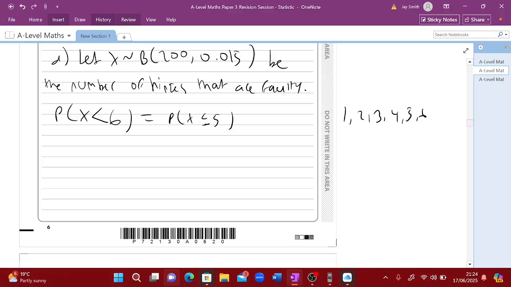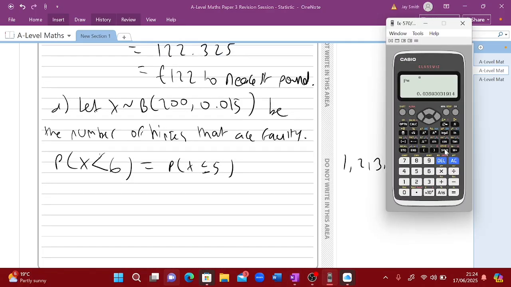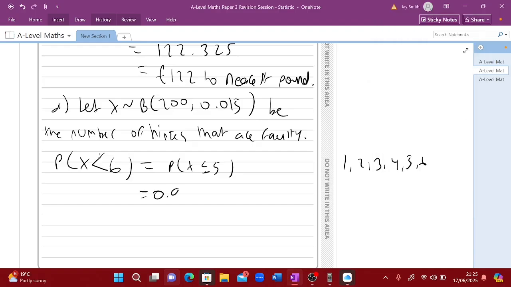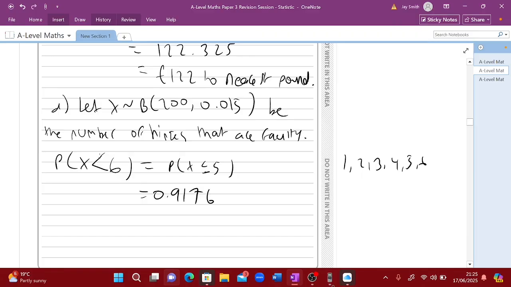Because remember binomial, at least on the calculator, will only work with this specific arrangement of a probability when it's less than or equal to. Okay, let's put that in the calculator then. Let's go back to the menu. Go to 7. Then we want binomial CD variable, and then x is going to be 5. N is going to be 200, and probability is 0.015, and that's what we get: 0.917.